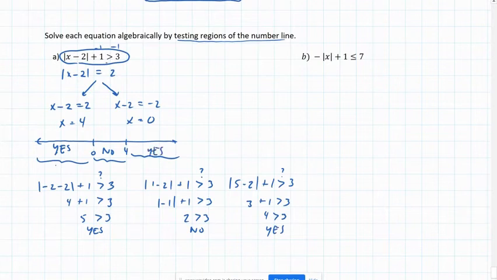And since this is a strict inequality, greater than, we're going to take the yes regions but not include the endpoints, because it doesn't say greater than or equal to, it just says greater than. And so we shade in our yes regions. So there's our solution regions. And so we say x can be anything less than 0, and x can be anything greater than 4.